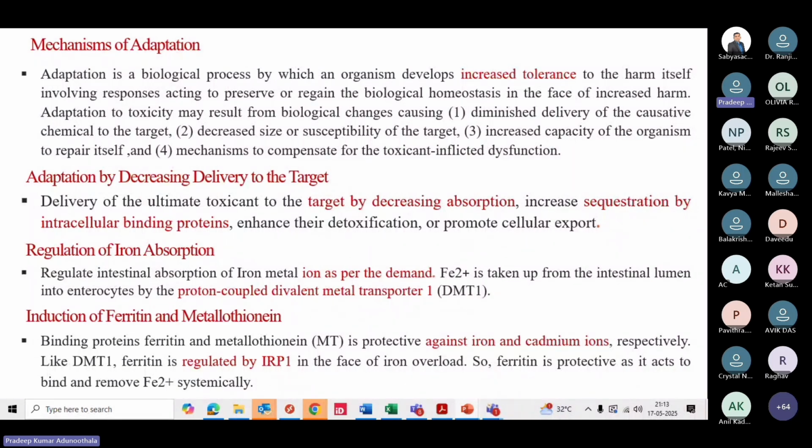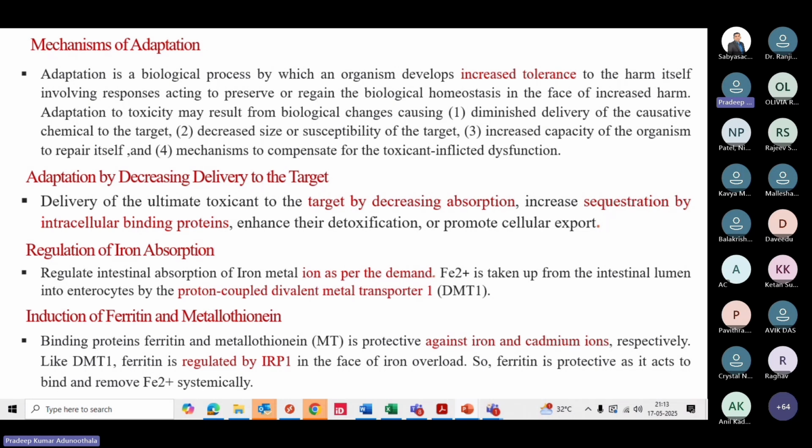So the intestine regulates the absorption of iron, that metal ion, as per the demand. If there is a need of iron, the absorption of iron in the intestine will be more, and if there is no need of iron, then the mechanism of absorption of iron will not be there. The iron will not be absorbed into the intestine in that case. So based on the need of the iron, the iron absorption will happen.